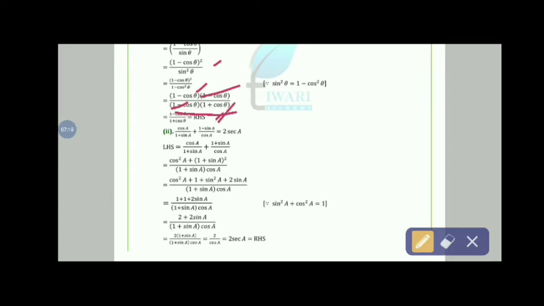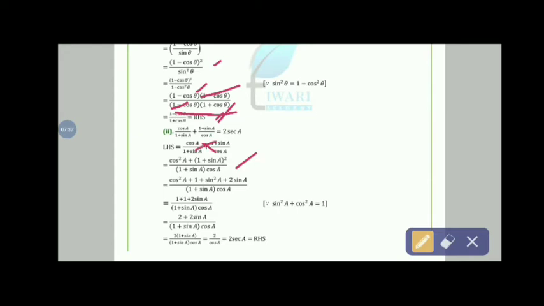The second part is we have cos a over 1 plus sin a plus 1 plus sin a over cos a, which is equal to 2 sec a. So again we are taking the LHS. Now what we are doing here, we are simply taking the LCM. So when we are taking the LCM, this is multiplied by cos a, and this by 1 plus sin a.